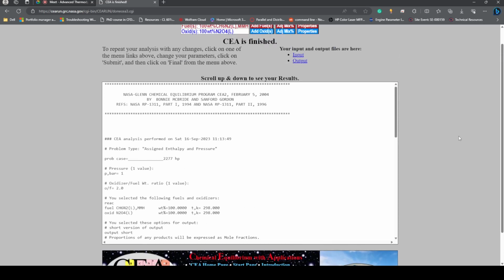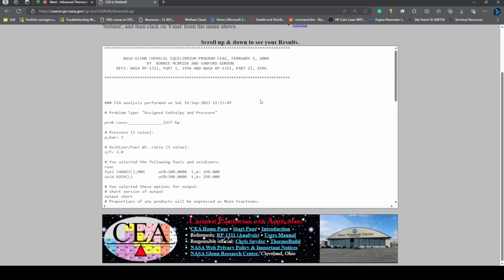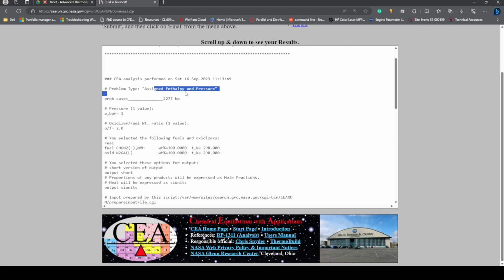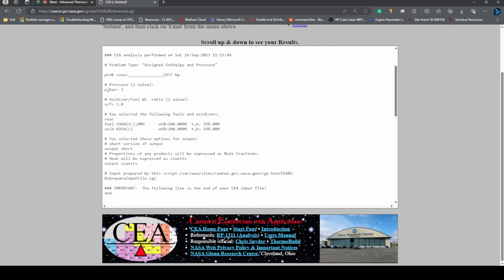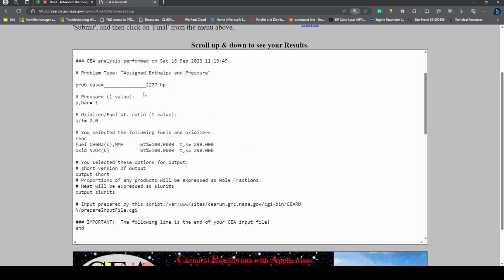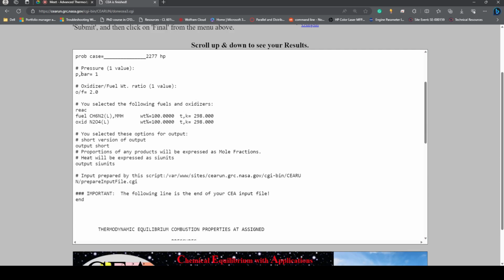It will show you a results page here. If CE analysis is performed, it shows the problem type, and here you will see 1 bar. Is it visible or should I zoom in? Yes. Pressure here is 1 bar, oxidizer fuel ratio is 2. Fuel here, as I said, is going to be MMH and N2O4.